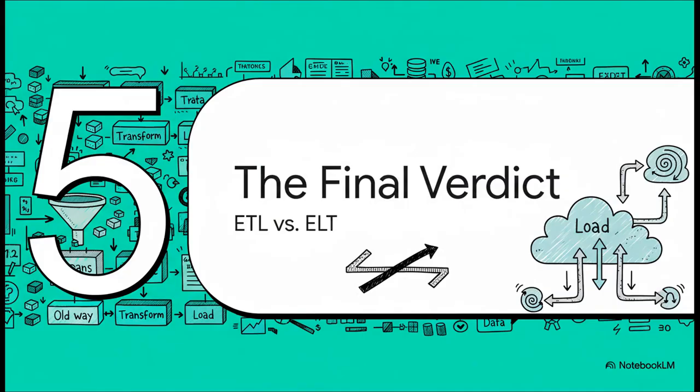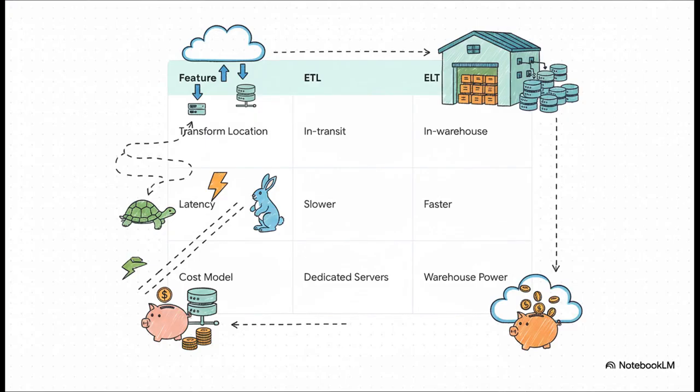Okay, so that's the old world versus the new world. Let's put them head to head to really lock in the differences and get to our final verdict. When you look at them side by side, you can see how that one single decision, where you do the transformation, changes everything. With ETL, because you're transforming in transit on some other server, you create a delay. It's slow. But with ELT, you move the transformation in warehouse. So you're using the beast of an engine you're already paying for, making it super fast. And of course, this completely flips the cost model from paying for dedicated servers to the pay-as-you-go model of the cloud.